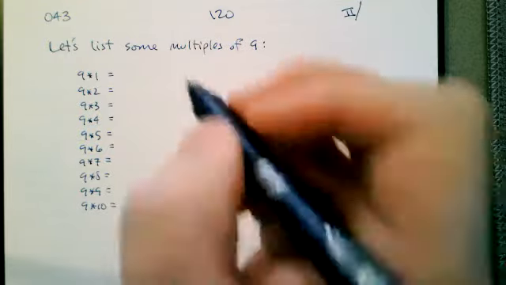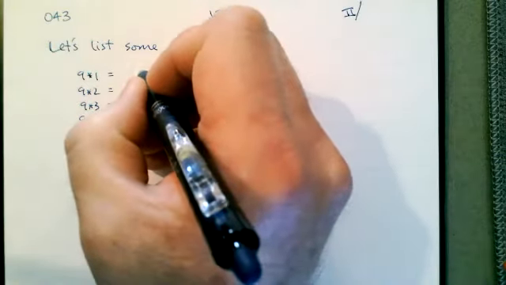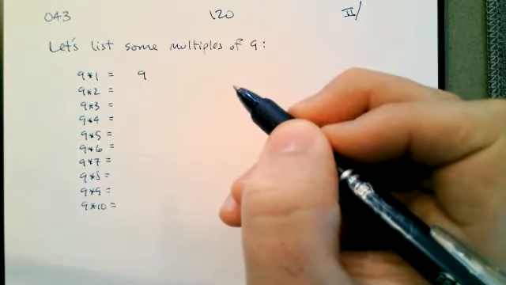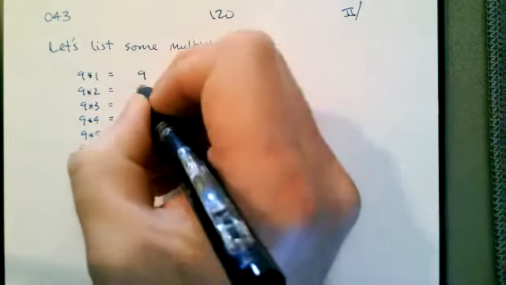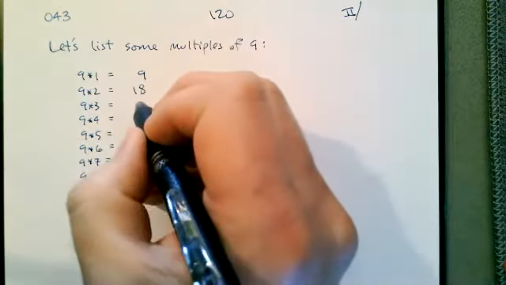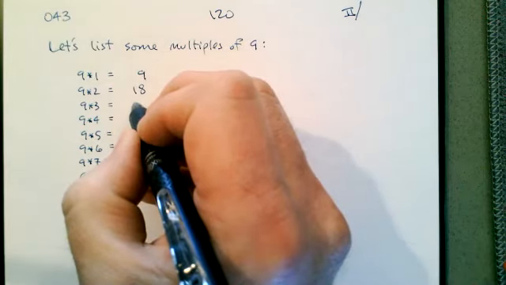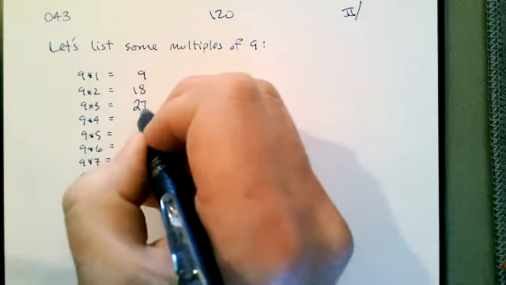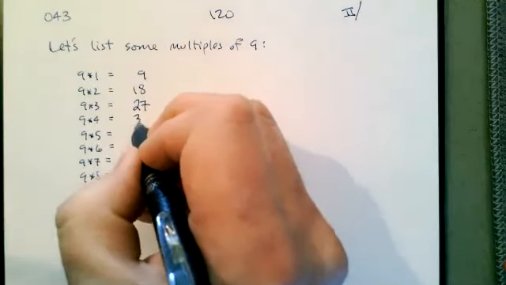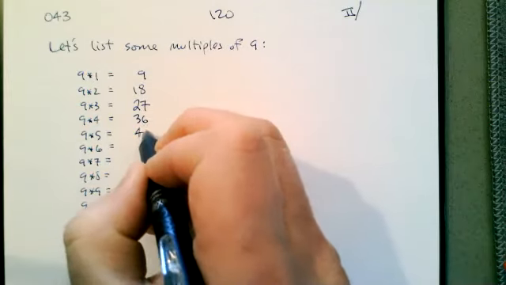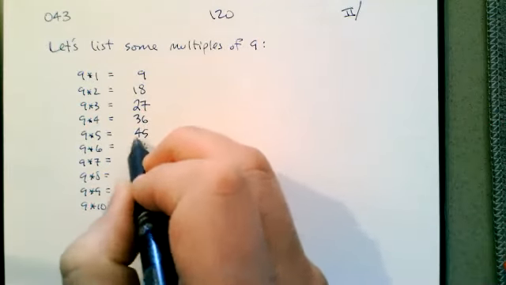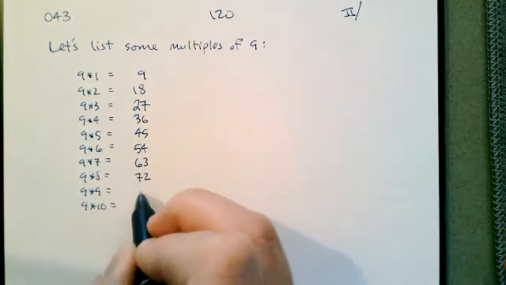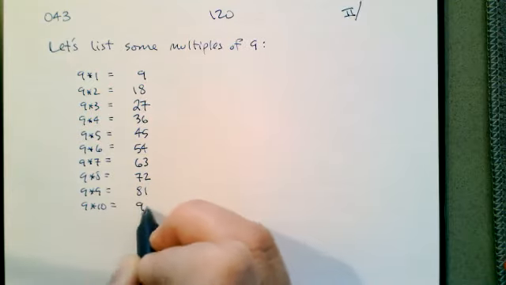So what are the multiples of 9? 9 times 1, how much is that? I'll do the hard one. 9 times 1 is 9. What's 9 times 2? 18. 9 times 3? 27. You guys are good at the waiting game. 9 times 4 is 36. And then 45. And then 54, the old switcheroo. And then 63. And then 72. And then 81. And then 90.